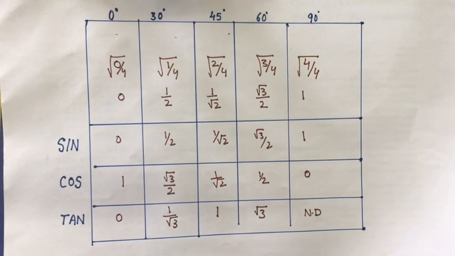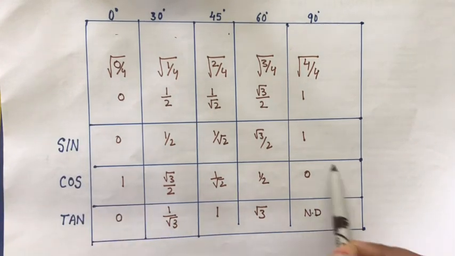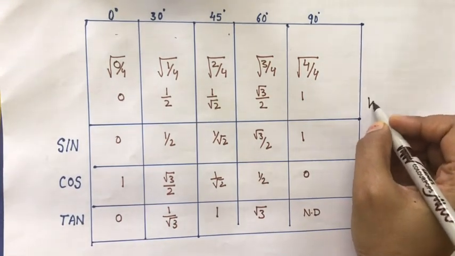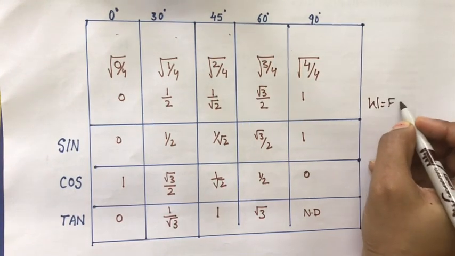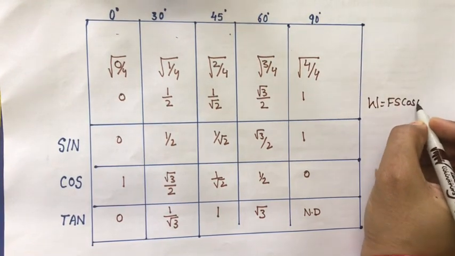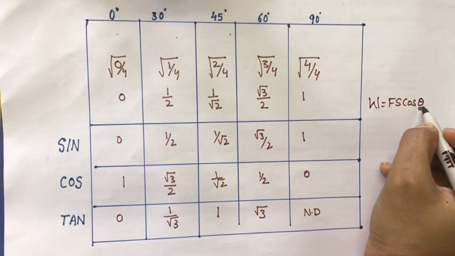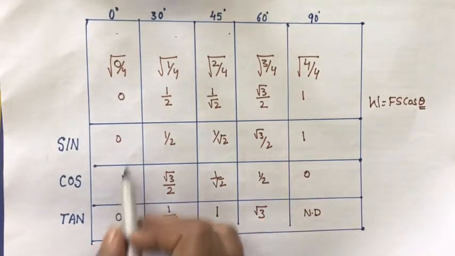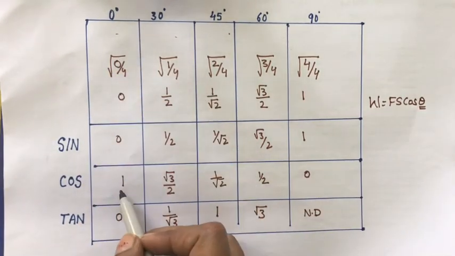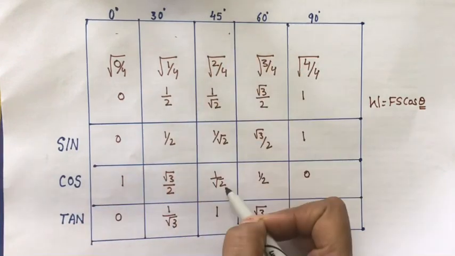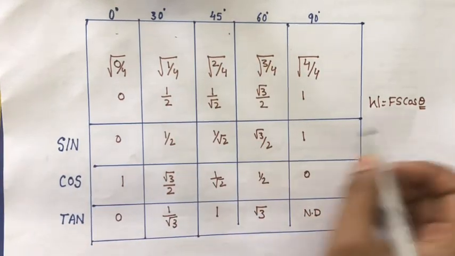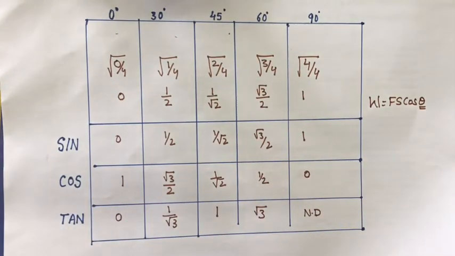Children, you have to learn in class 9th, we are only, because we will be doing the formula that W is equal to Fs cos theta. For certain angles you must know the values of cos theta. For example, what is the value of cos 0, cos 30, cos 45. So in this way we can learn this trigonometric table.